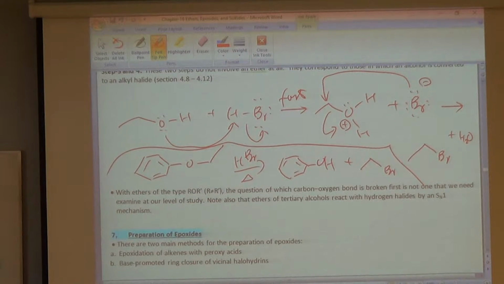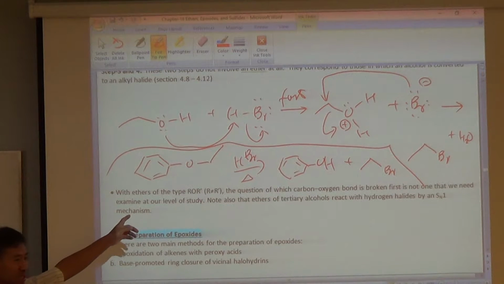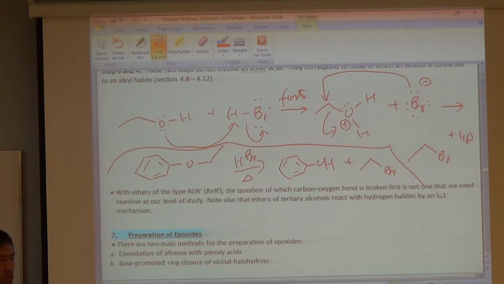Also notice the tertiary alcohol reaction with hydrogen halide by the SN1 reactions, which means in step 3 in the mechanism, if you produce a tertiary alcohol, you don't have to see this SN2 reaction as I showed here. You can see those SN1.